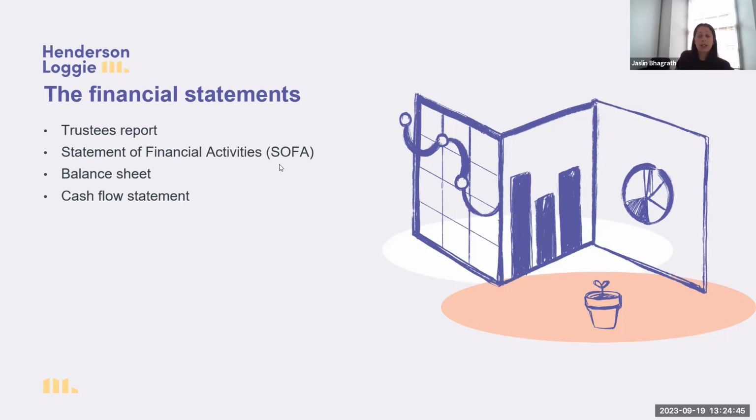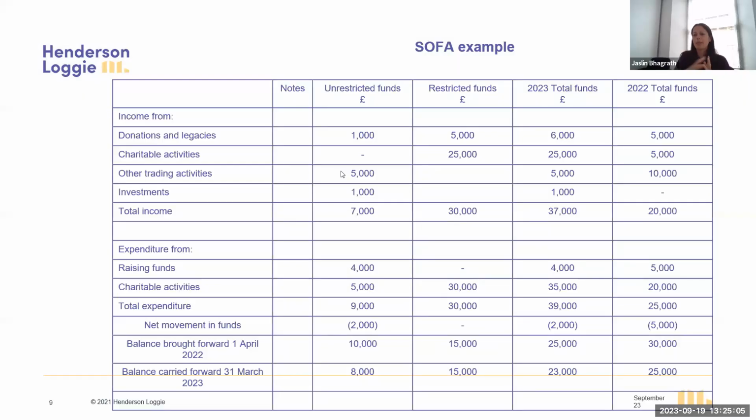As I say, I'm not going to cover the balance sheet and the cash flow statement today, but what I am going to cover is what we should have included in the trustees report, and what is a statement of financial activities, because that's the biggest statement in the set of accounts, and there are lots of columns, and it's where do you start? So here's a very simple example of a SOFA. Depending on your charity, you look at that and it's just rows of columns, and where do you start?